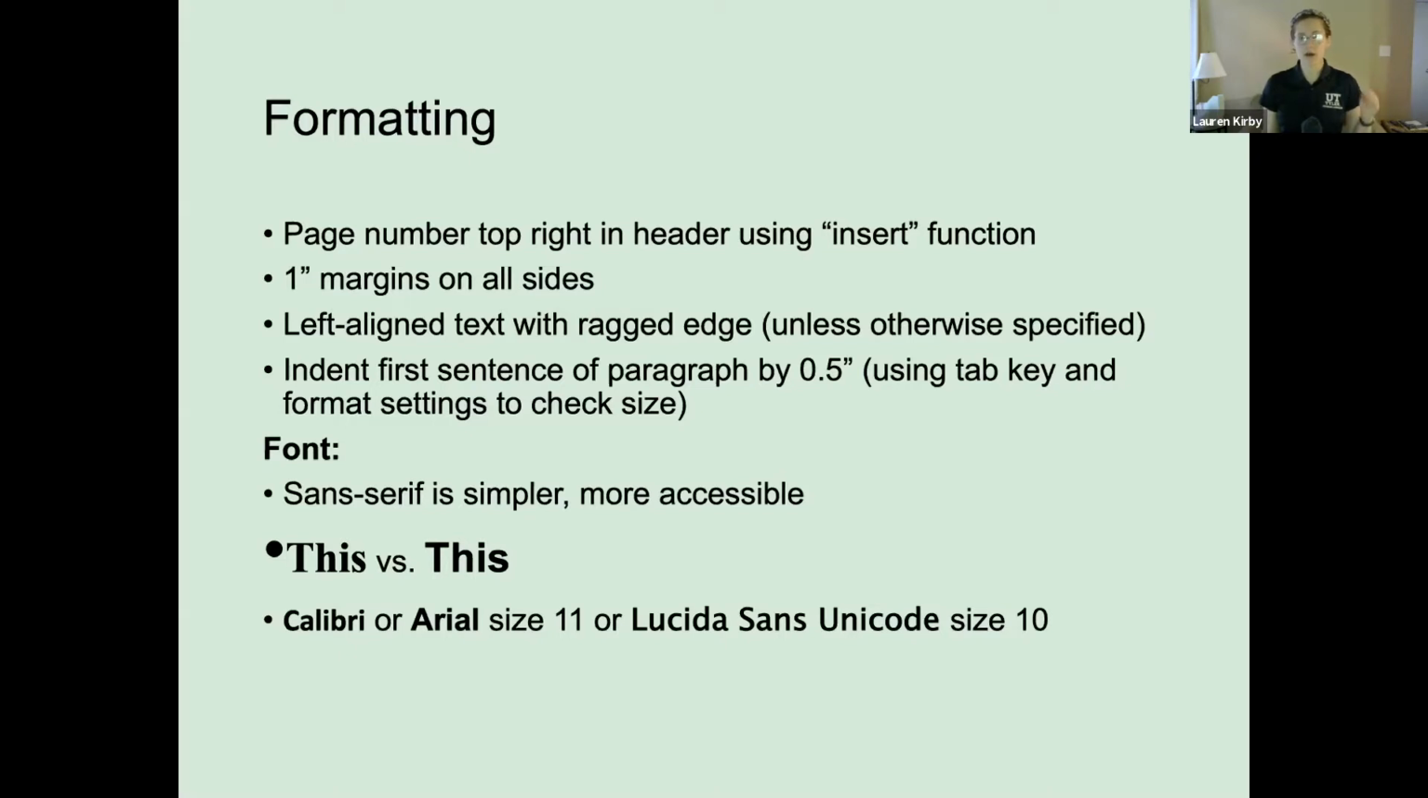How do you know how big it is? Well, if you use the tab key instead of mashing your spacebar a few times, it should be standardized. But your tab key could be off. It could be 0.25, it could be 1/4 inch, or it could be a whole inch. So you need to go into your format settings, your paragraph and formatting settings, and just check that the size of an indent is 0.05.